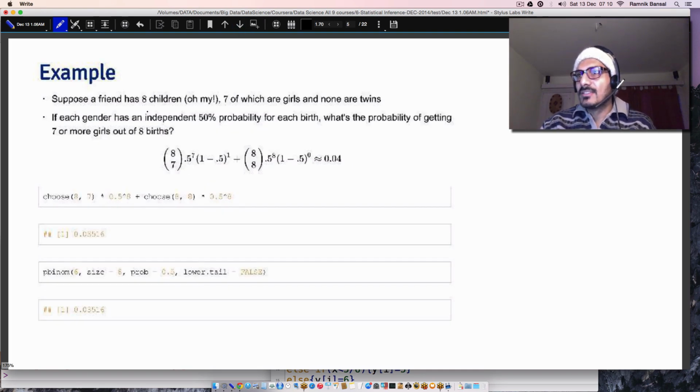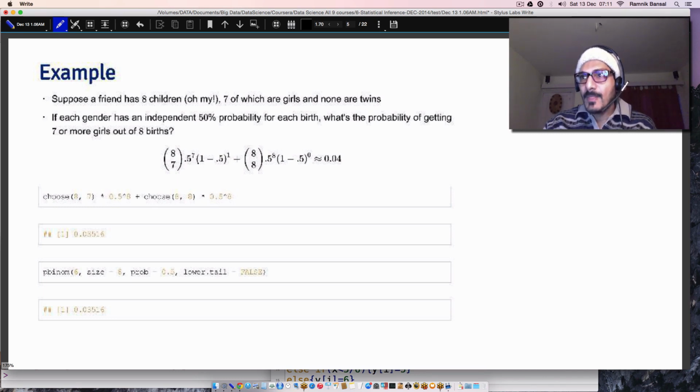Somebody has 8 children, 7 of which are girls, and none are twins. If each gender has an independent 50% probability for each birth, which means p is equal to 0.5, what's the probability of getting 7 or more girls out of 8 births? Let's first look at the probability of getting 7 girls. How many choices? 8C7 first.